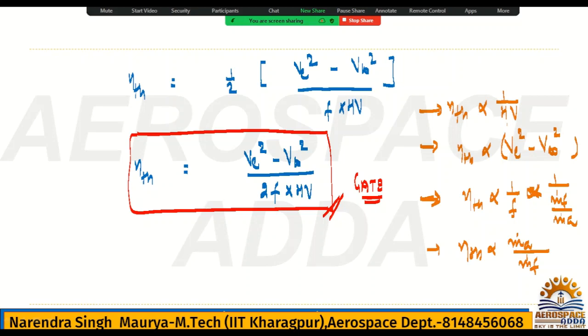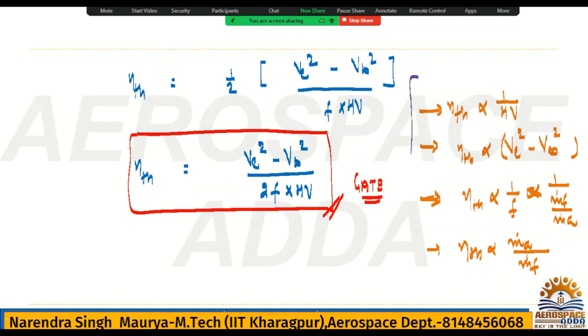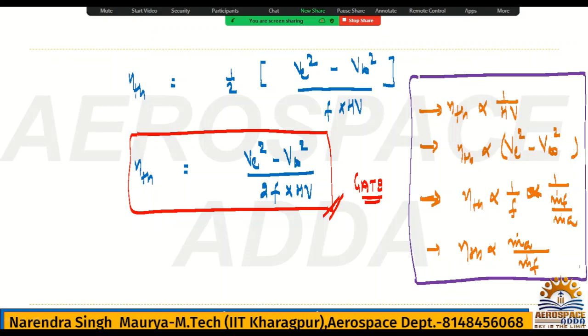This is the conclusion you need to remember. Questions are asked based on it. When we solve previous year questions, then we'll be able to understand. So please mark this table. This box is very important. This is the conclusion of eta th for the GATE. Remember it, it's very important actually.